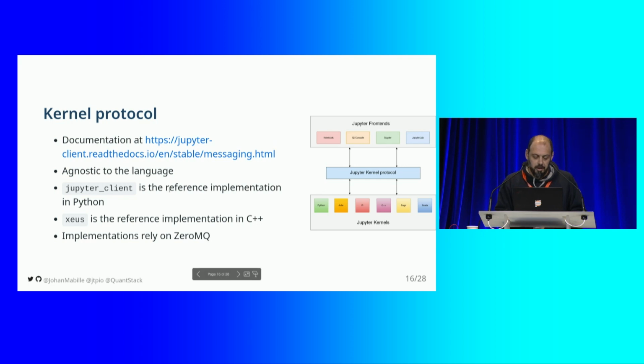As I said, Jupyter Client is a reference implementation in Python. It's at the core of all the stack we use here. Xeus is another implementation. I call it a reference, but it's more like a native implementation in C++. I will explain the advantages and the drawbacks of this approach just after. And these two components rely on a middleware library called ZeroMQ. ZeroMQ is a C++ library which provides bindings to a lot of languages. So it's really easy to implement a native kernel based on that.